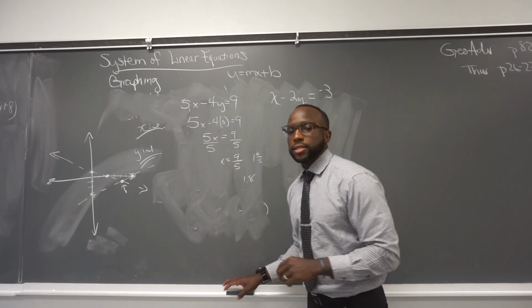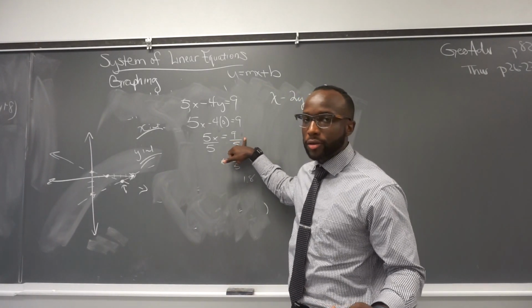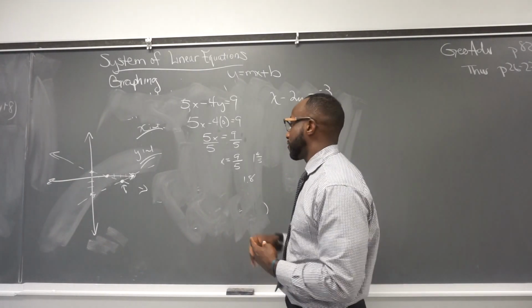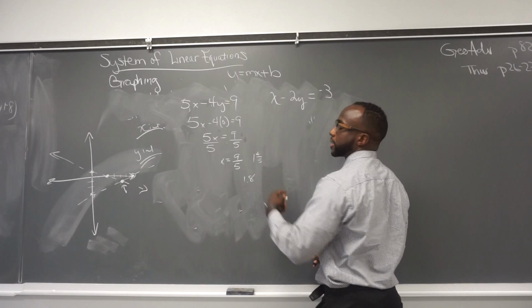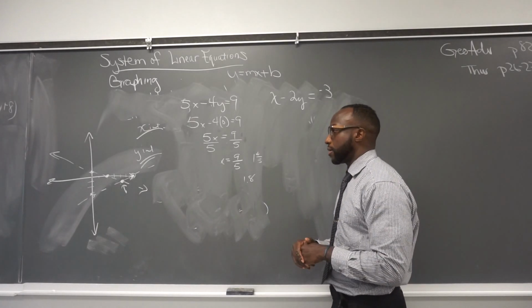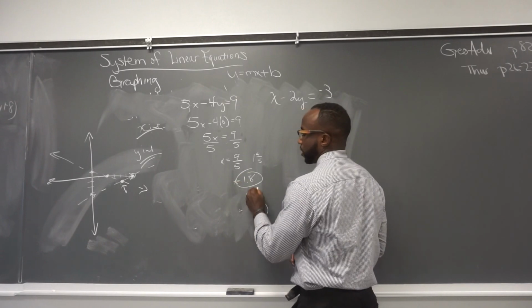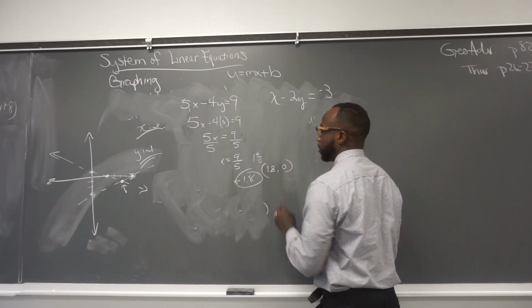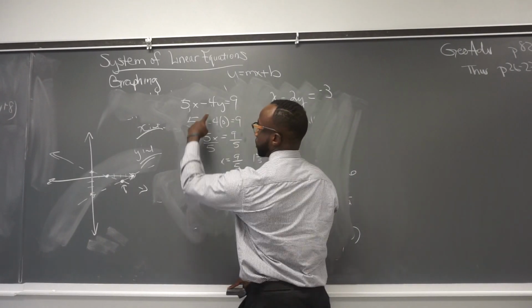So if you have a number that doesn't look like a whole number, that doesn't mean you didn't do it wrong. It just means you're gonna end up with a fraction or something like that. And there's nothing wrong with this. There's nothing wrong with it at all. So this would be your x value. So your point would be 1.8, 0, right? And your y-intercept, you end up doing the same thing.